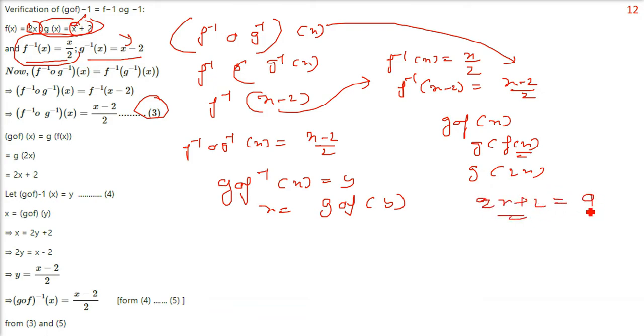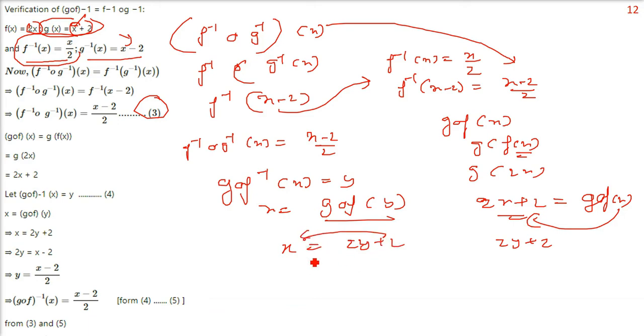So what is g of f y? We have to do g of f y, because x has to be replaced by y for the inverse. So x equals y, 2y plus 2, because g of f y is 2y plus 2 and g of f y is nothing but your x only. So x equals 2y plus 2, 2y equals x minus 2, y equals x minus 2 by 2. y was essentially g of f inverse only. So you get x minus 2 by 2.